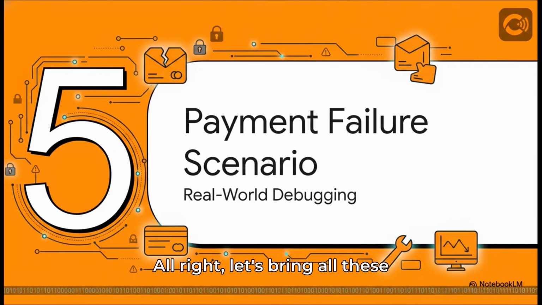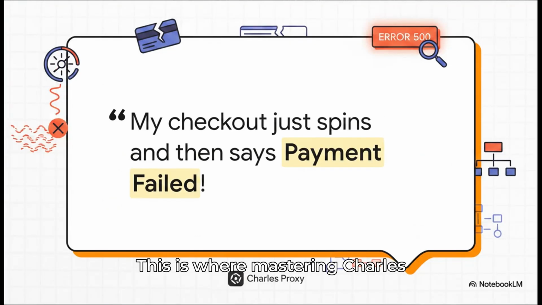All right, let's bring all these techniques together into Section 5, Real Scenario Payment Failure, Real-World Debugging. This is where mastering Charles Proxy really pays for itself in a high-stakes IT support environment. We have all seen a support ticket exactly like this. The user frantically types, "My checkout just spins," and then says payment failed, right? There is no specific error code on the screen. There's absolutely nothing obvious in the browser console, just a vague, maddening front-end failure. Where do you even begin troubleshooting this?